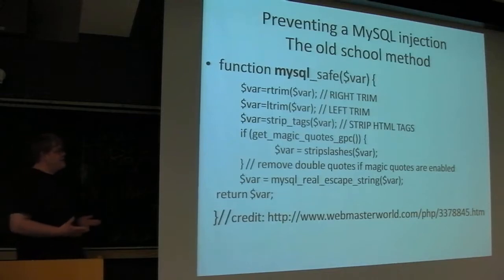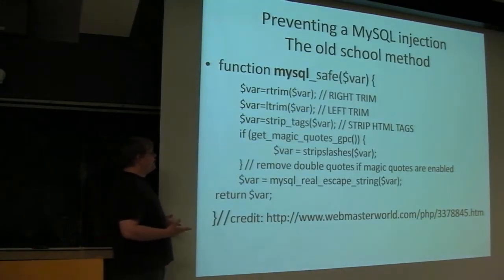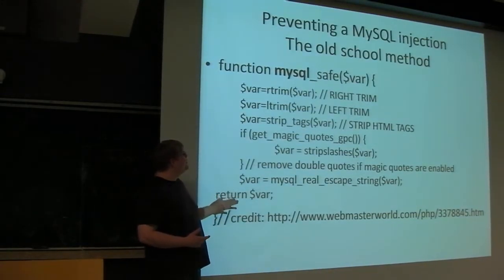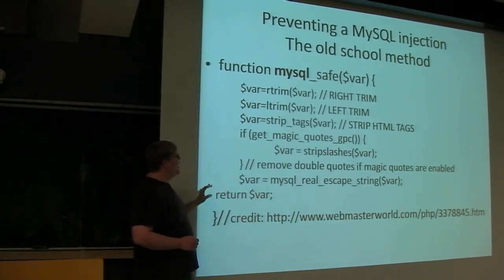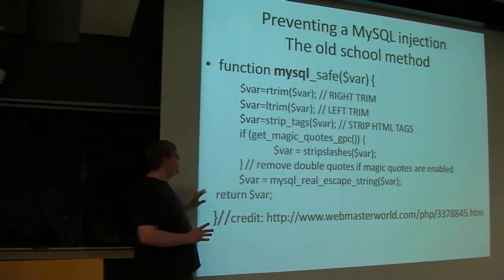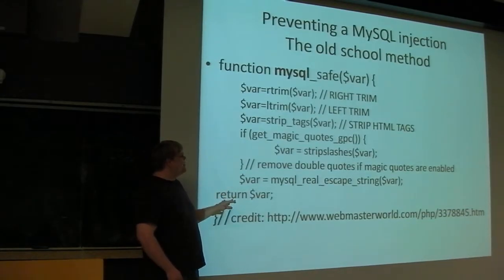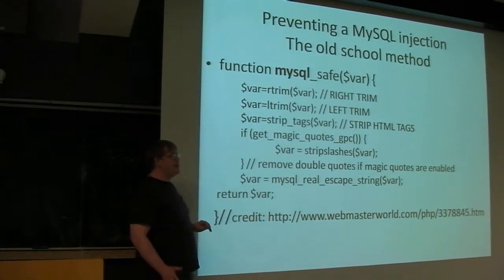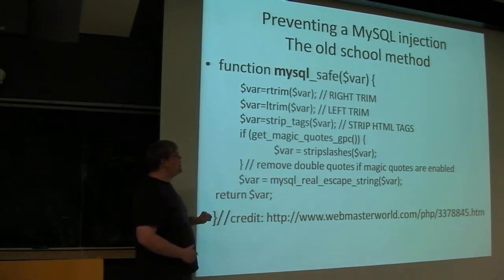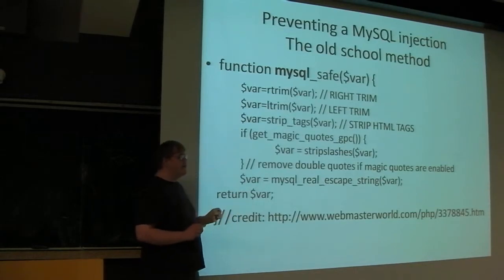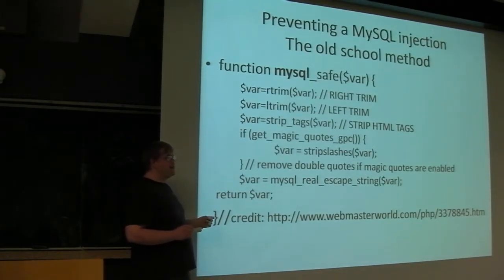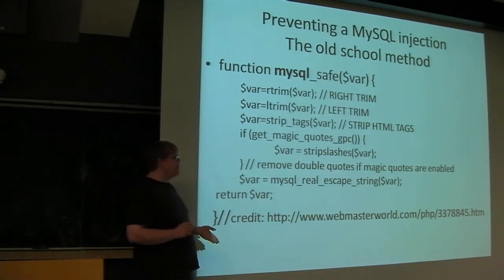So here's the old-school way of doing it. We don't really do this anymore, but for information, we trim the right and left of the string for any white spaces. Then we strip the tags, which are HTML, because we typically don't want HTML in our database. And then we check for magic quotes, meaning the server protects us from injections automatically and escapes every character.